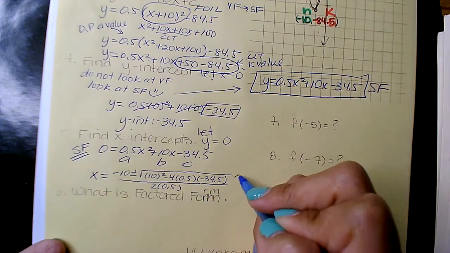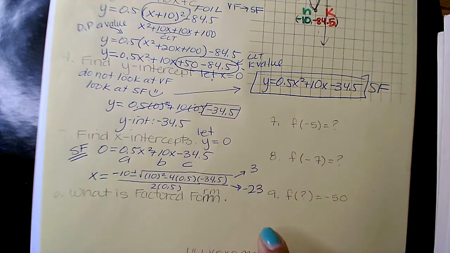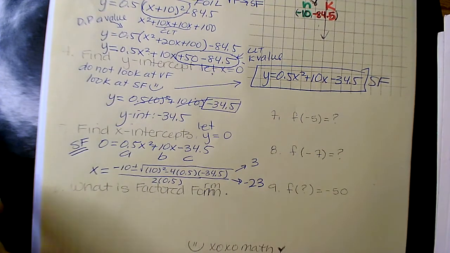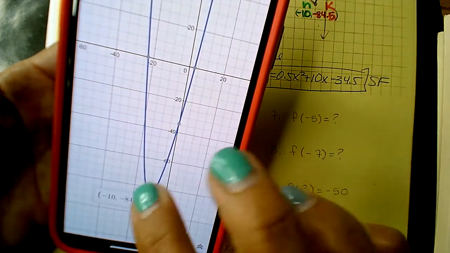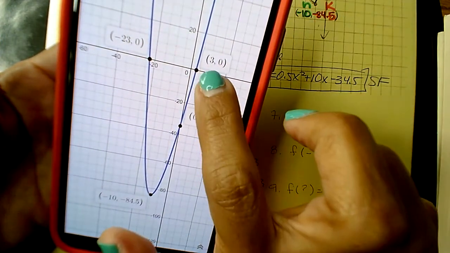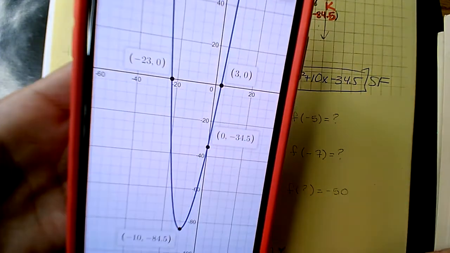What did I say I got? 3 and negative 23? Yeah. Okay, and so I get 3 and negative 23. If I go back to Desmos, and now I hit all the points. There's my 3. Whoops, sorry. There's my 3. There's my negative 23.